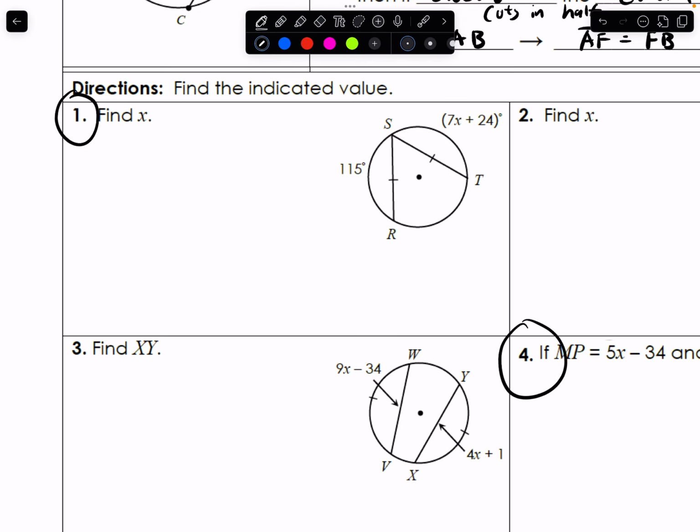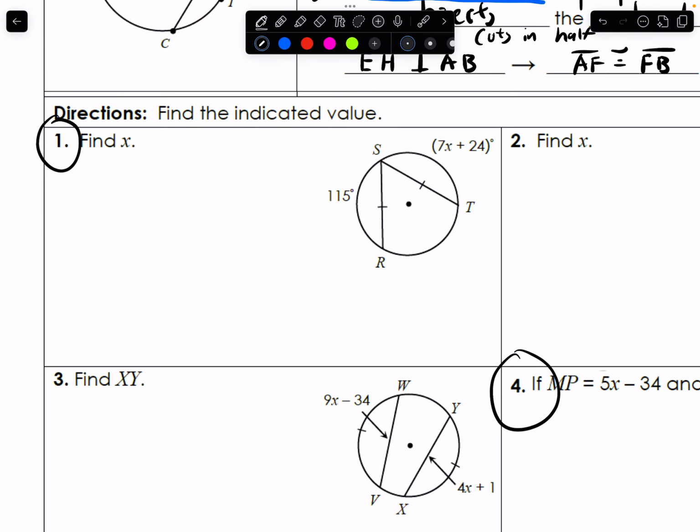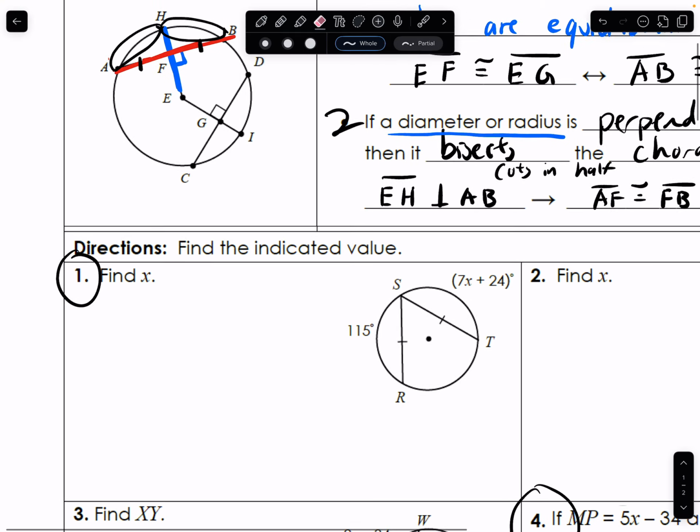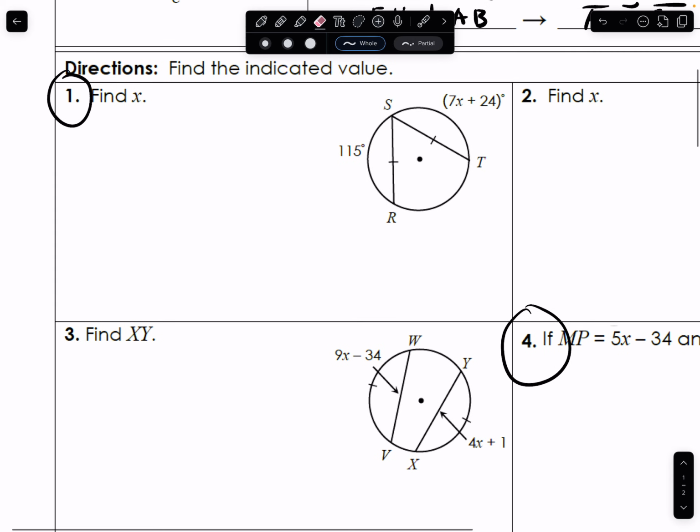All right, we're going to start with example 1 today. We're going to do examples 1, 4, 6, 7, and 10, and then you do the rest with the answers posted. All right, example 1, find x.